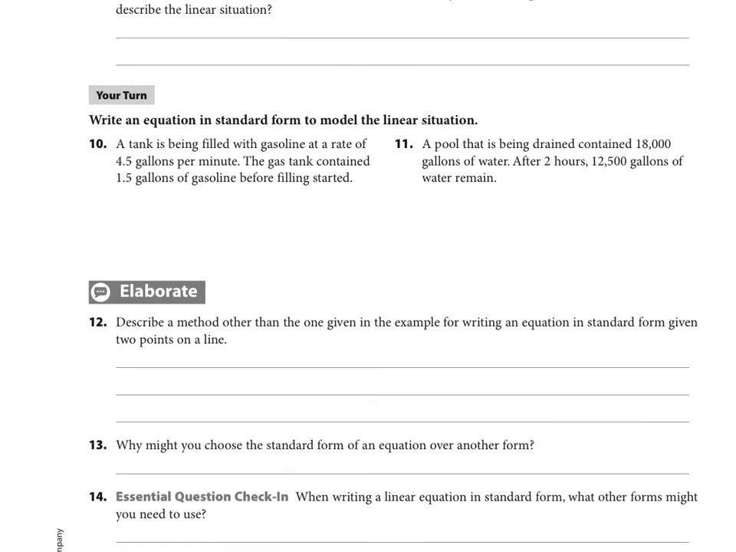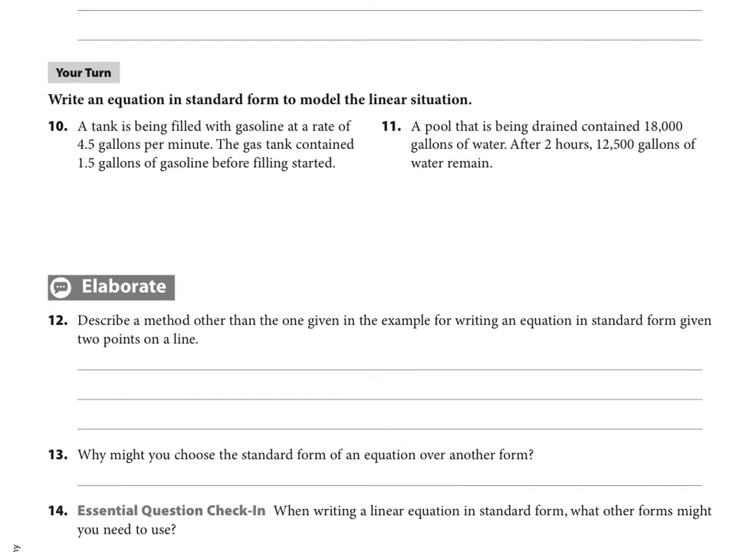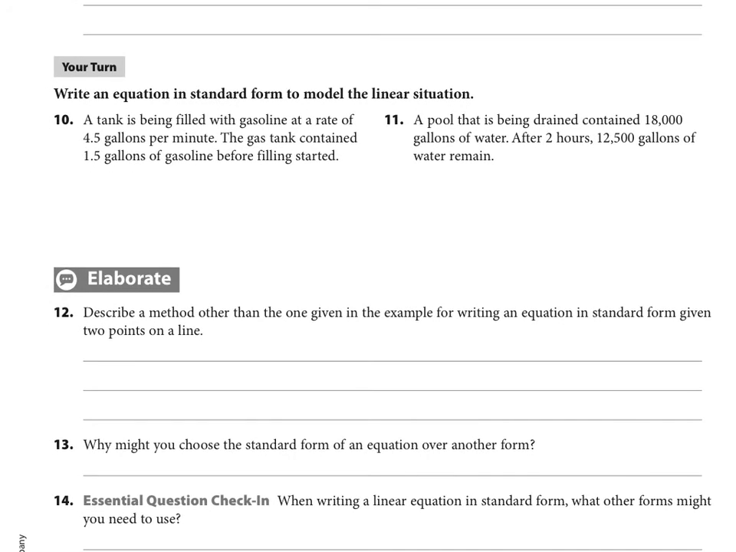So we're going to do the same thing, write an equation in standard form to model the linear situation. Number 10, a tank is being filled with gasoline at a rate of 4.5 gallons per minute. So that's going to be an important piece of information for us right here. And then the gas tank contained 1.5 gallons of gasoline before filling started. So this means before filling started means that the time is actually going to be our independent variable.